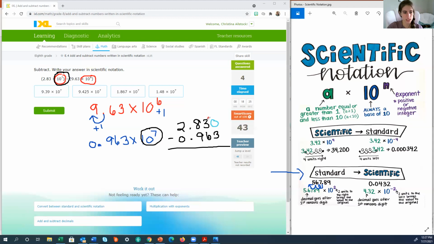Can't do 0 minus 3. We need to borrow. That becomes a 2. This becomes a 10. 10 minus 3 is 7. Can't do 2 minus 6. Gotta borrow again. 12 minus 6 is 6. Oh, some more borrowing. Can't do 7 minus 9. 17 minus 9 is 8. Bring down our decimal point. 1 minus 0 is 1. And then we are multiplied by 10 to the 7th. So there we go.